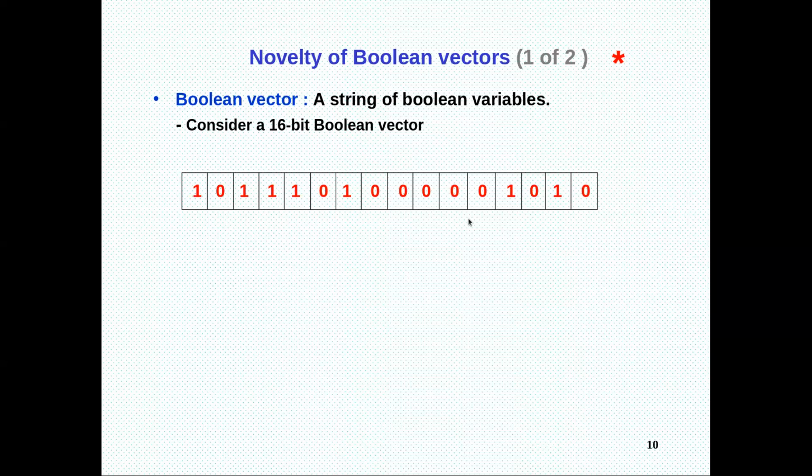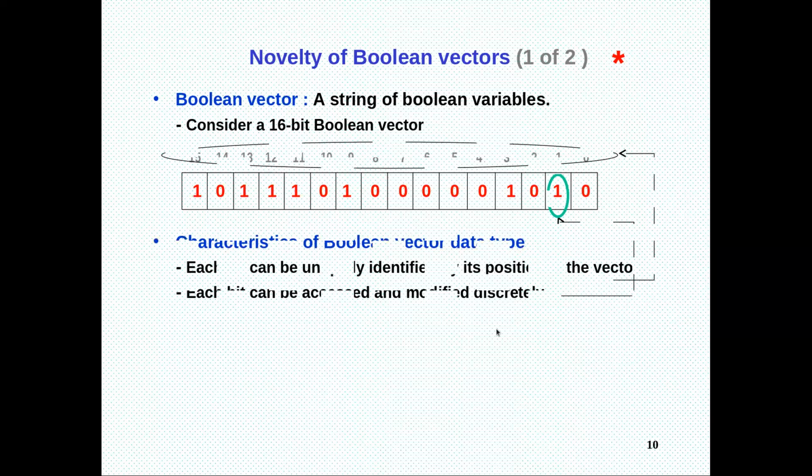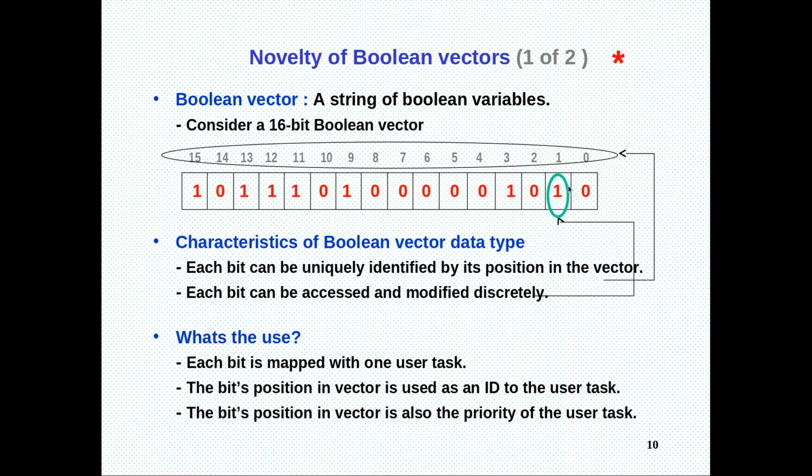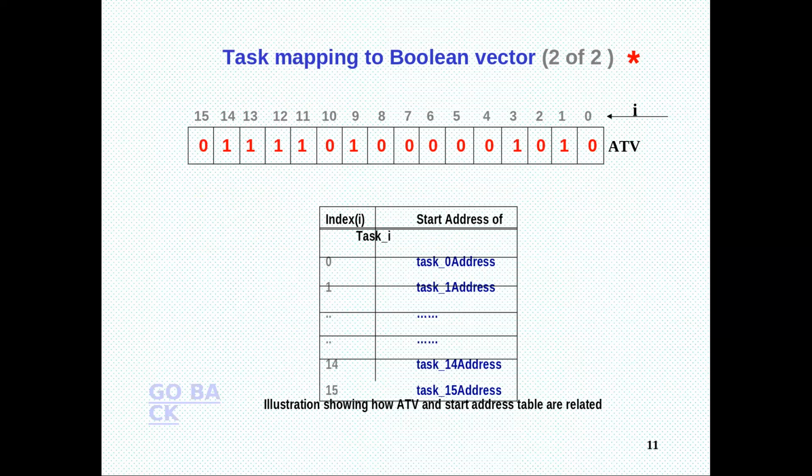Right, so we can have such an interpretation of the ready queue with Boolean vectors, right? So basically the position of a bit in the vector could be identified for the process, and whether that particular bit is set or not means that particular task is there in the ready queue or not. Each bit is mapped with one user task. The bit's position in the vector is used as an ID to the user task. The bit's position in the vector is also the priority of the user task, right?